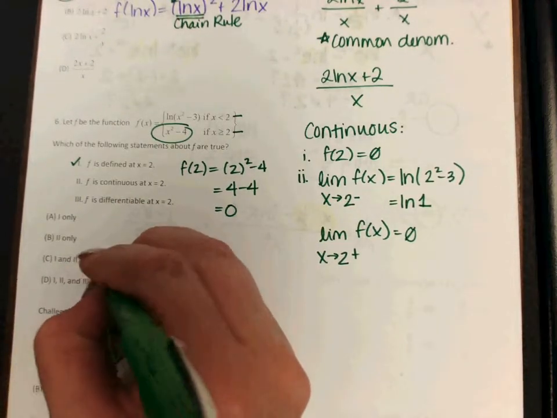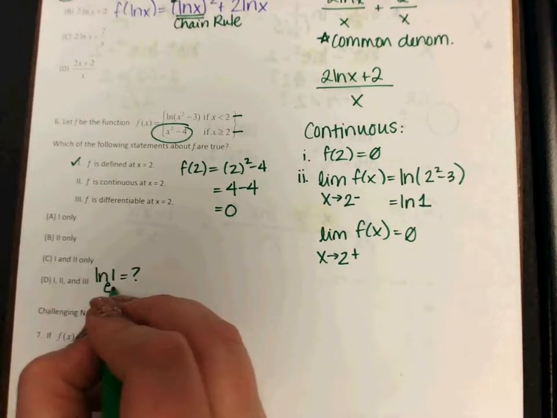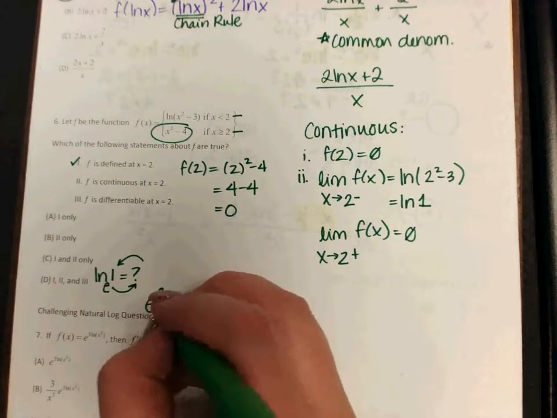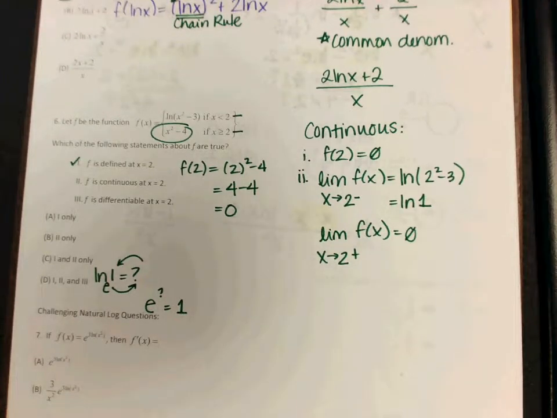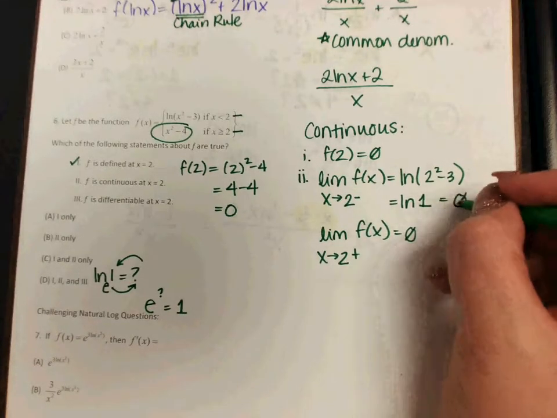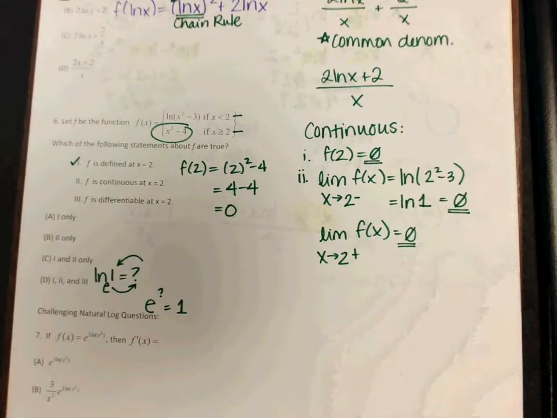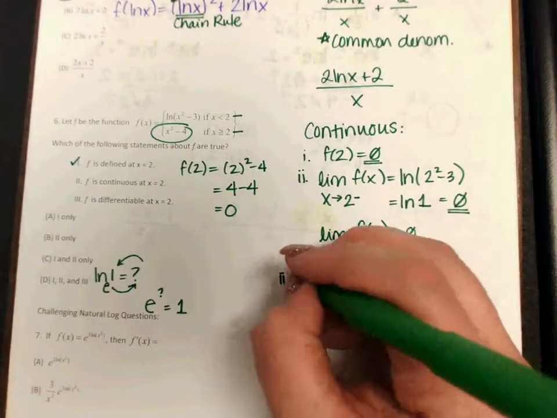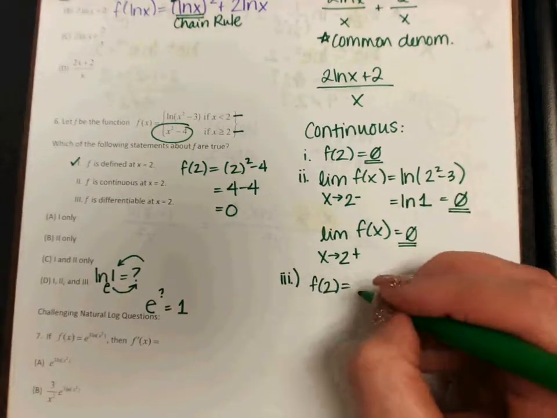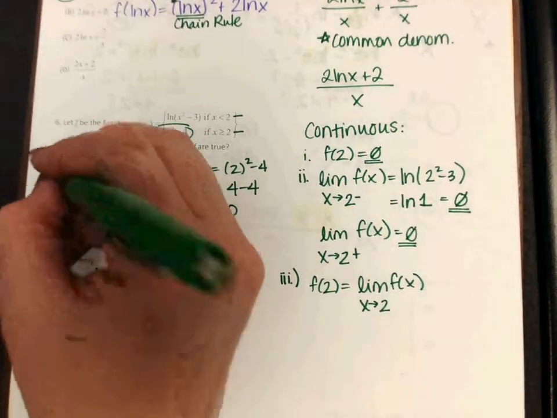If the ln of 1 equals something that I don't know, then I could use base e and say e to the what equals 1. Well, the only exponent that I can put on e to get a 1 would have to be a 0. So this actually is 0. So my y value is 0, my left limit is 0, my right limit is 0. My step 3 is that those things have to be equal to each other, which they were. So I would say f of 2 equals the limit as x approaches 2. Therefore, yes, it is continuous.